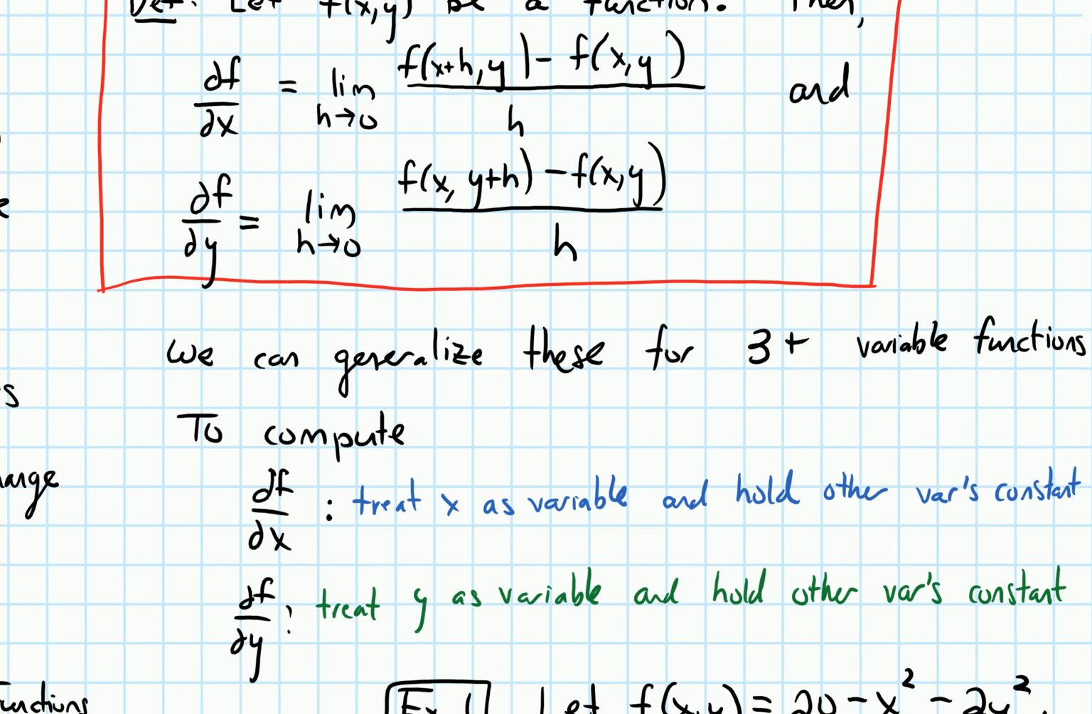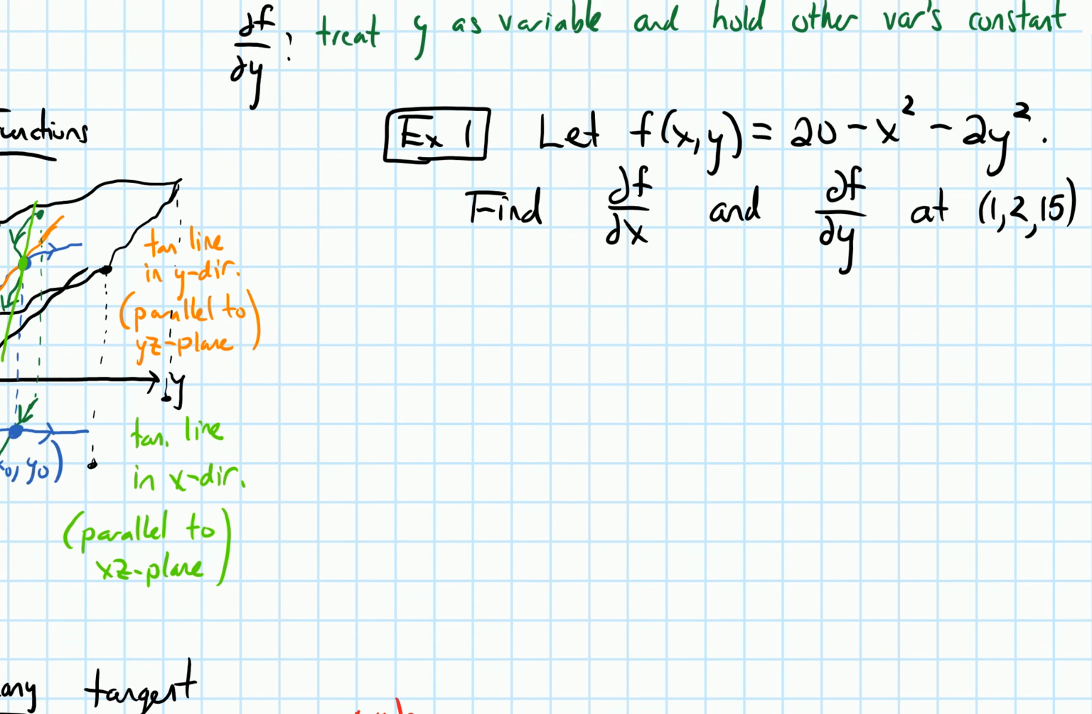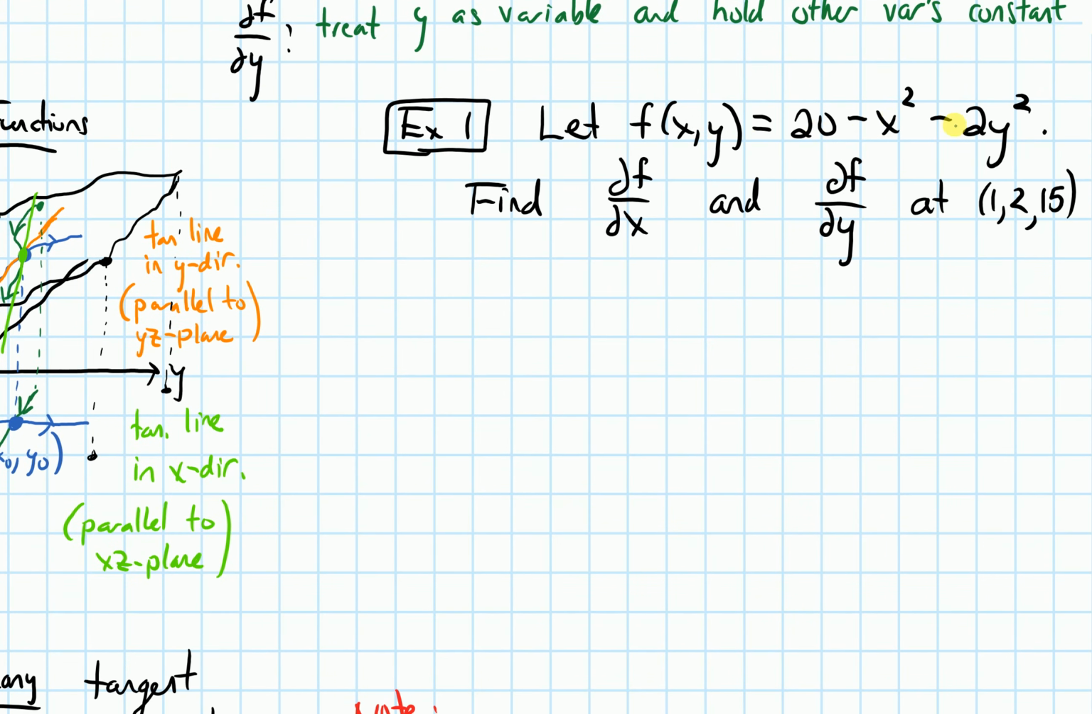All right, so let's do an example to see what this looks like in practice. So here's the first example. Let's say f of x comma y is 20 minus x squared minus 2y squared. And I want to find the partial derivatives with respect to x and with respect to y at the point 1, 2, 15. So that means x is 1, y is 2. And, oh, whoops, I think there's a mistake here. This shouldn't be 15, it should be 11. The way I get the z coordinate is I would plug in 1 for the x, I would plug in 2 for the y, and that gives me 20 minus 1 minus 8, and that gives me 11.